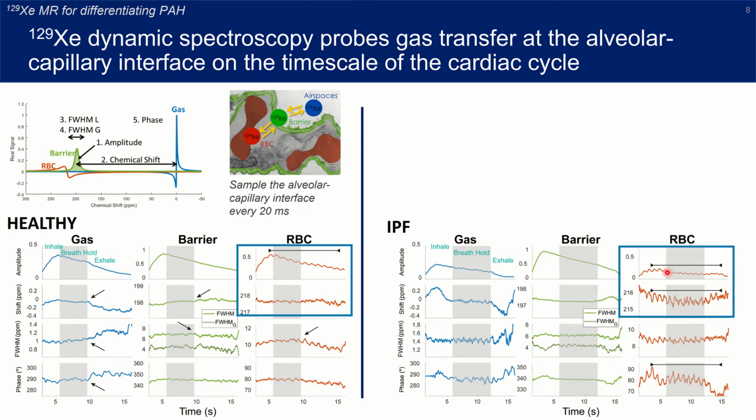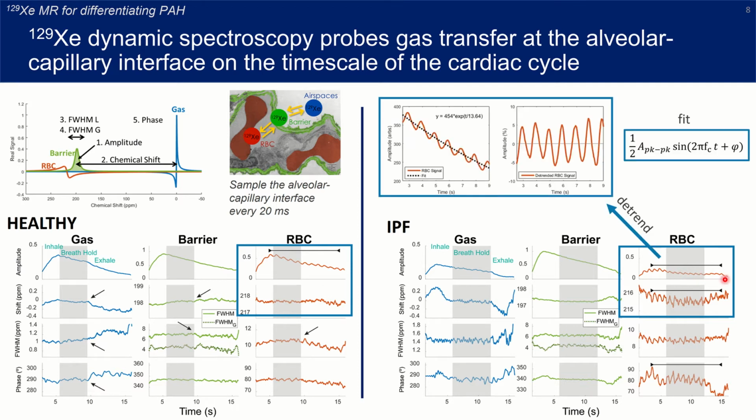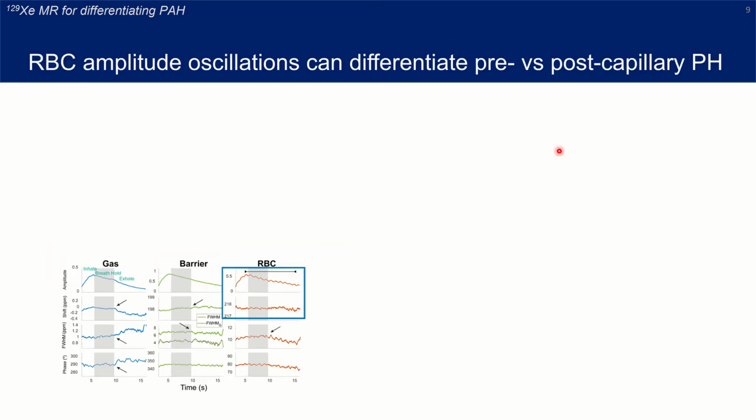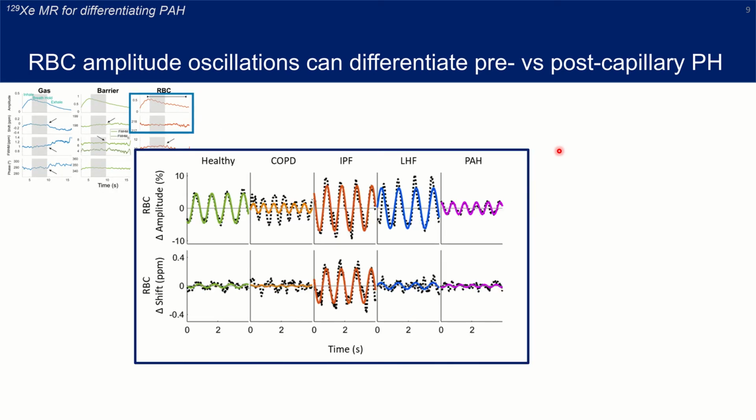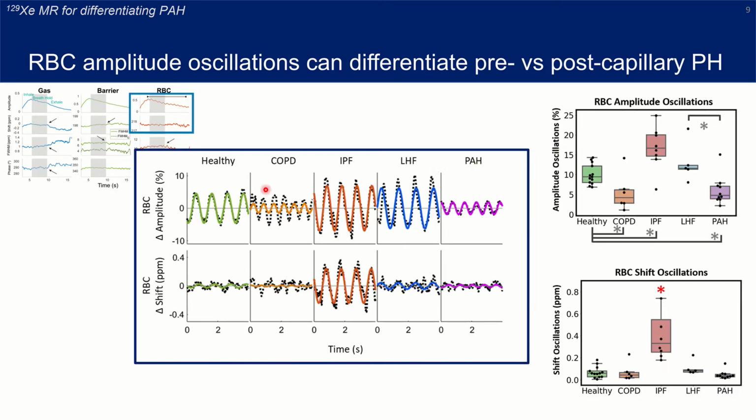And you can see in IPF, again, similarly, you see this pulsatility in the signal during dynamic spectroscopy. Now, if you take this signal, you can then detrend it and fit it to a sine wave, shown here. And you can then fit essentially an amplitude to this and a frequency, and you can quantify these cardiogenic oscillations. And so, we'll let it go through this animation here. These are the signals that we see for detrended signals for these different disease states.